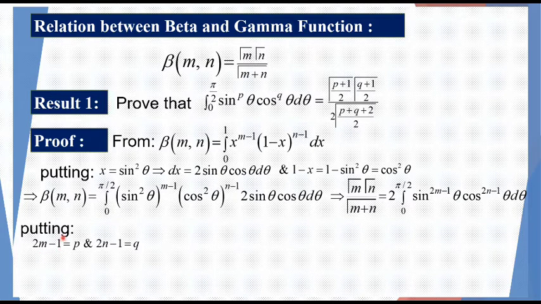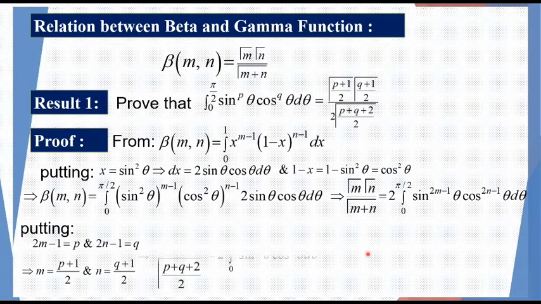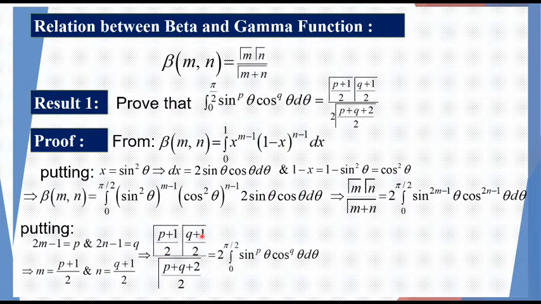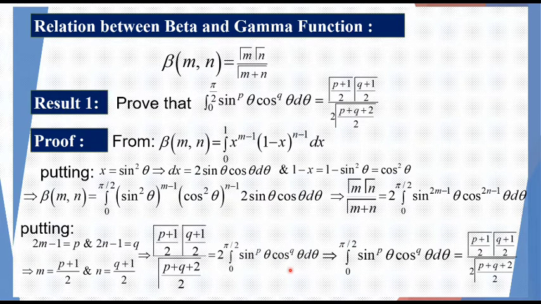Now can we put 2m minus 1 as p and 2n minus 1 as q? So from here we get m equals p plus 1 by 2 and n equals q plus 1 by 2. So replace all these in this formula. So it will be gamma (p plus 1 by 2) gamma (q plus 1 by 2) upon gamma (p plus q plus 2 by 2) equals twice integral 0 to pi by 2 sine raised to power p theta cos raised to power q theta d theta, or this 2 can be shifted to the left hand side into the denominator of the gamma function. So this is the required result.